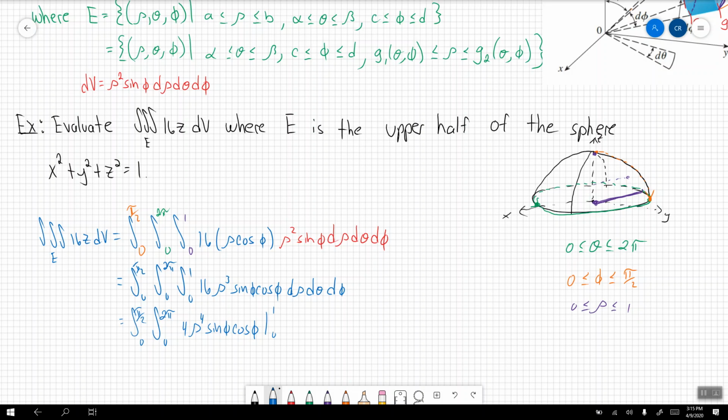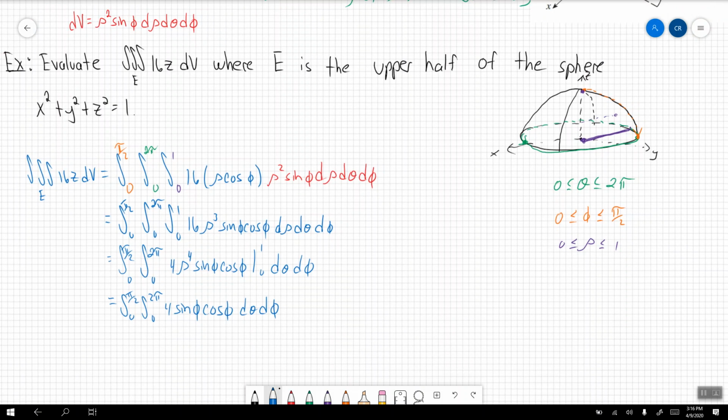This is d theta d phi. Looking good. Equals from 0 to pi halves. I'm evaluating rho here, so that's just going to be 1. So it's going to be the integral from 0 to 2 pi, and that's going to be 4 sine phi cosine phi, and that's going to be d theta d phi.